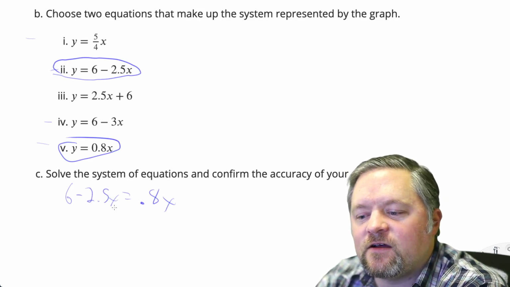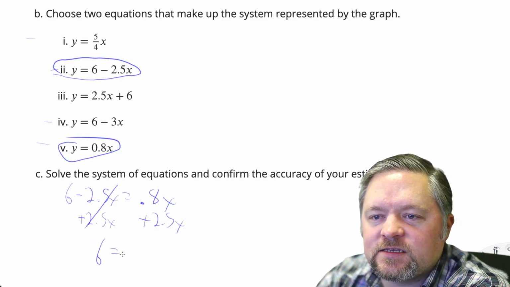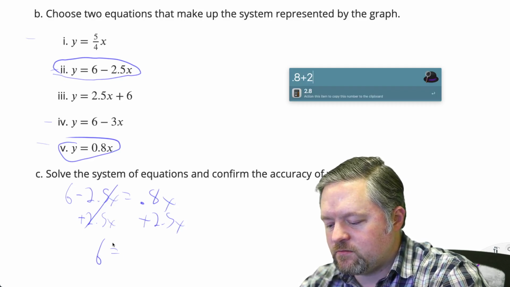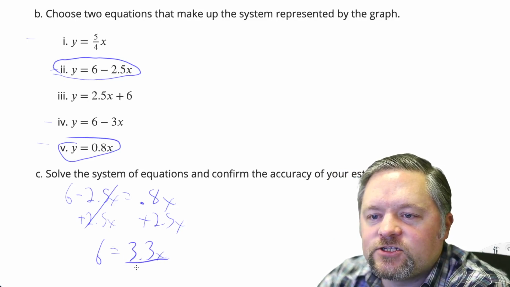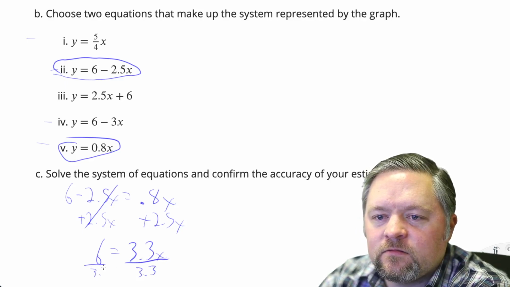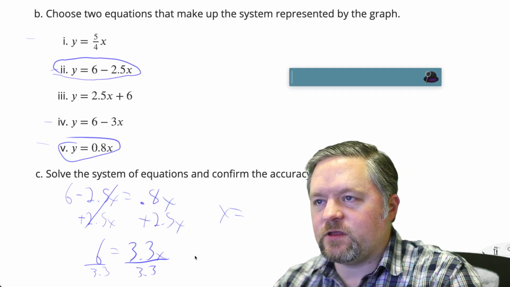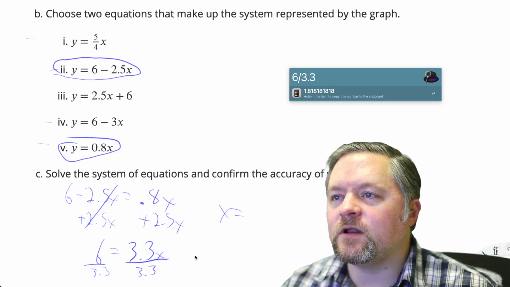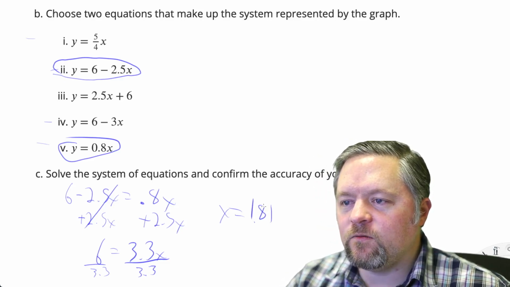So let's get rid of the x's off the left. So I'm going to add 2.5 x's to each side. Those will cancel. 6 equals 0.8 plus 2.5, 3.3. Divide each side by 3.3. X equals 6 divided by 3.3, which is 1.818181, 1.81 repeating.